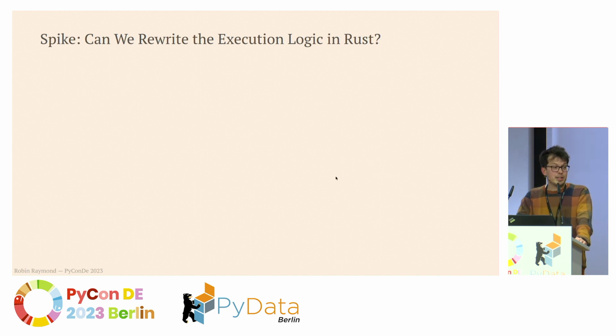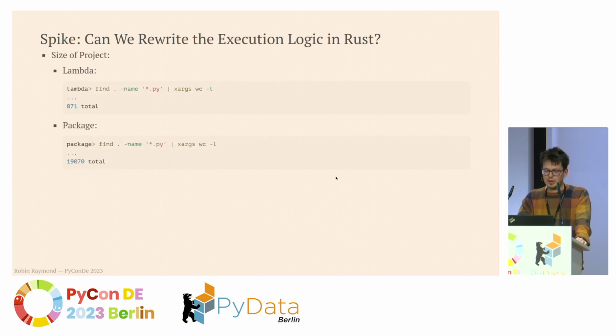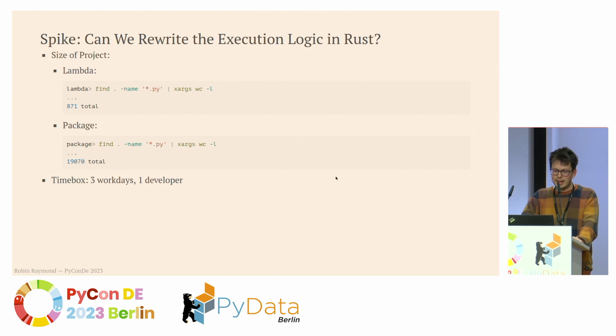So we asked ourselves this question, the spike: can we rewrite the execution logic in Rust? To give you some data about what that means, we have a Lambda which is only about 870 lines of Python code, and then we have a package which is about 19K lines of Python code that we install in there, so we're talking about 20K lines. So it's not a very big project, but it's also not a trivial project. And for the time box, we said we don't want to spend too much time on this because you can do this forever. The question is: 3 workdays, 1 developer, how far can we get? And is this a feasible way of speeding things up?